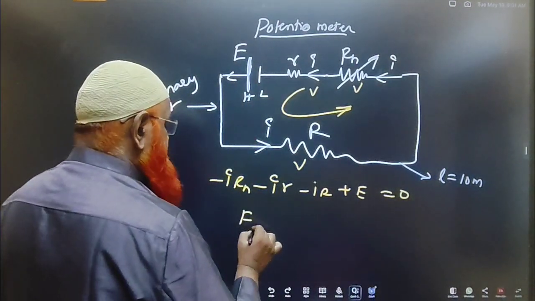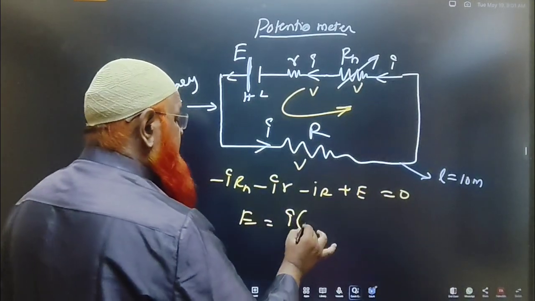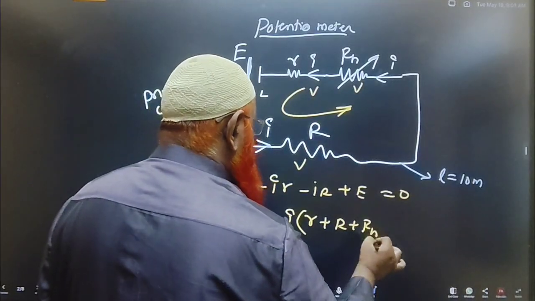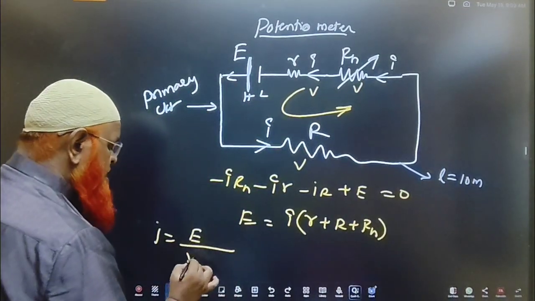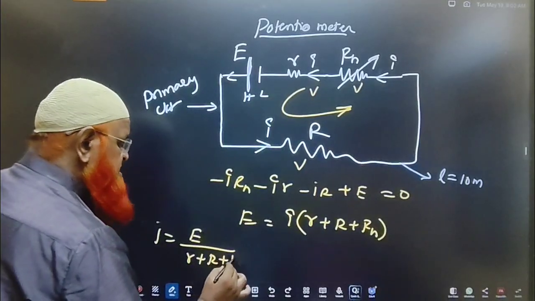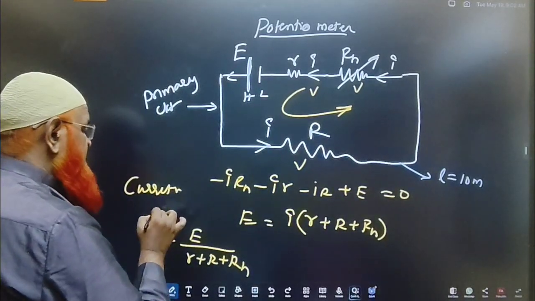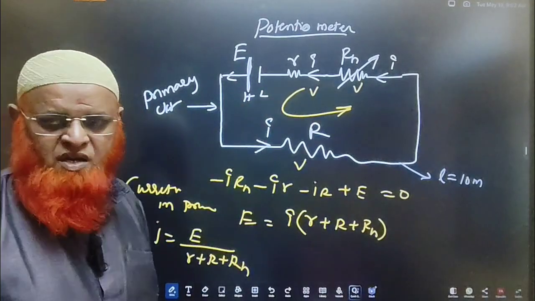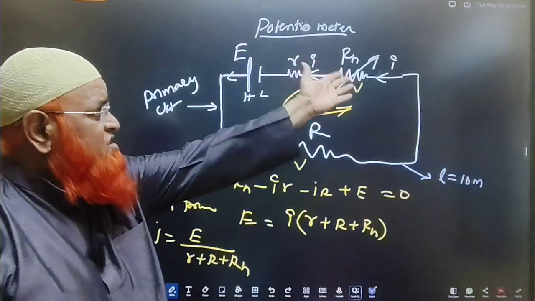So therefore E is equal to, sending the remaining things outside and taking I common, I into small r plus capital R plus RH. So I is equal to E by small r plus capital R plus RH. This is called the current in the primary circuit. So I got the current in the primary circuit, but you should know what RH is called.